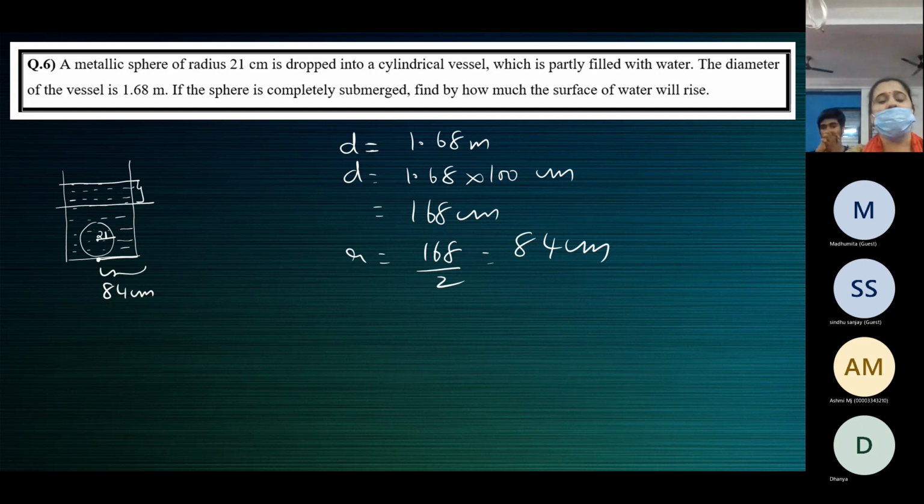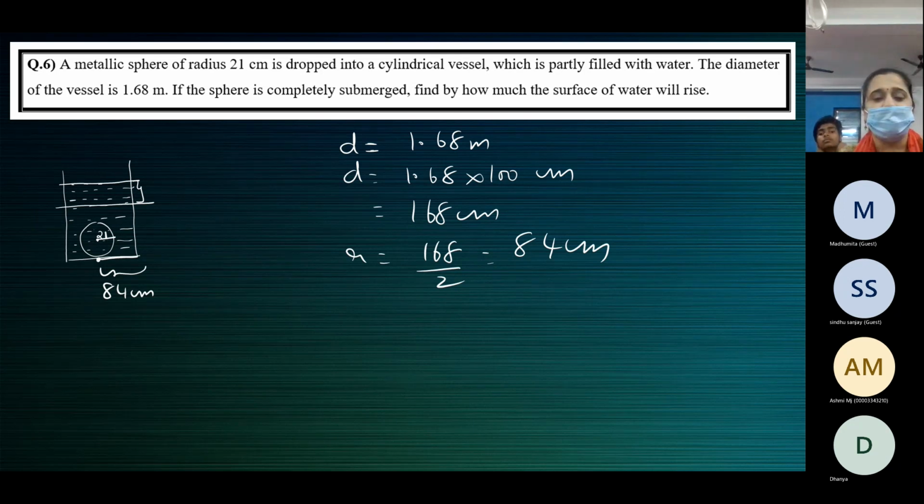Because it's in meters, everything should be in the same unit, so we convert to the smaller unit. Centimeter, meter, the smaller unit is centimeter. So we convert everything to centimeters. 1.68 meters into 100 is 168 centimeters, divide by 2 because that's a diameter, gives the radius, 84. That's the radius of the vessel. If the sphere is completely submerged, find by how much the surface of the water will rise.